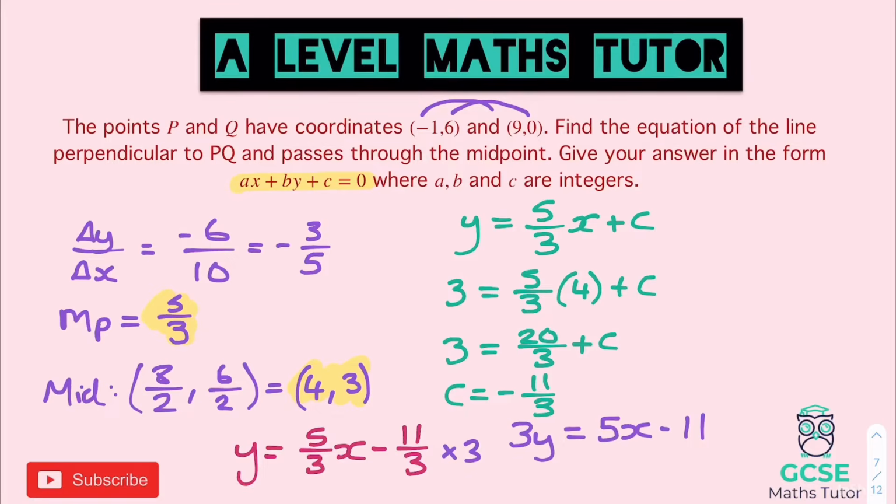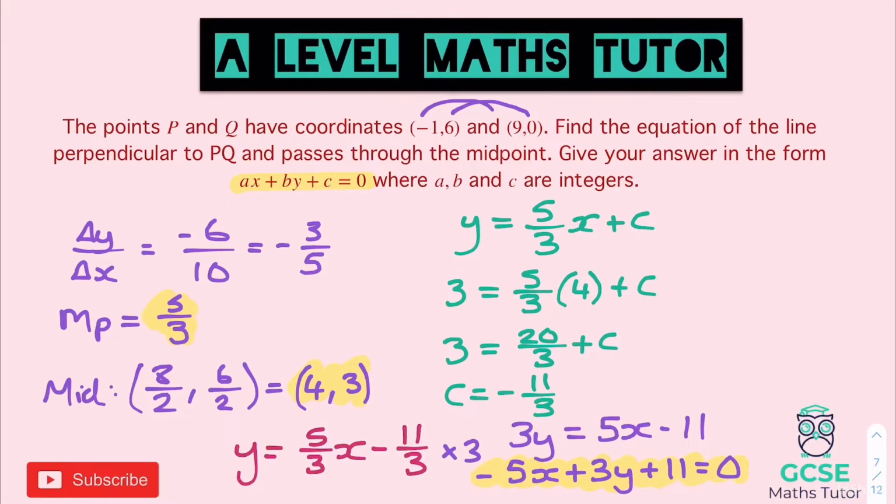There we go, and we're almost done. It just wants everything on the left hand side there. So again, if we move everything over to the left, we're going to get minus 5x at the start when we minus that over, so minus 5x. We've got the plus 3y, and then we're going to add the 11 over, so plus 11, and that is all equal to 0. And there we go, there's our final answer written in the form that it wanted there, ax plus by plus c equals 0. So a is -5, b is +3, and c is +11.